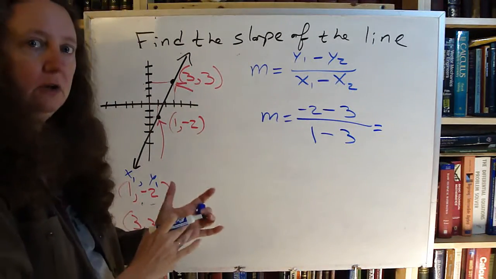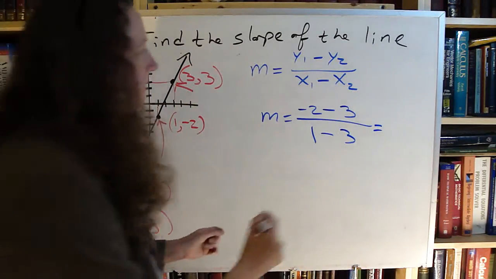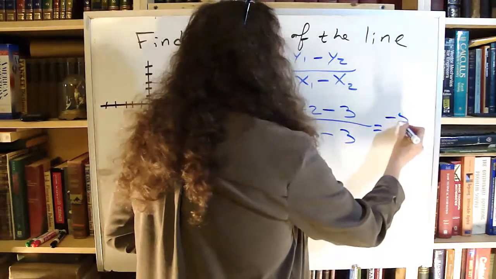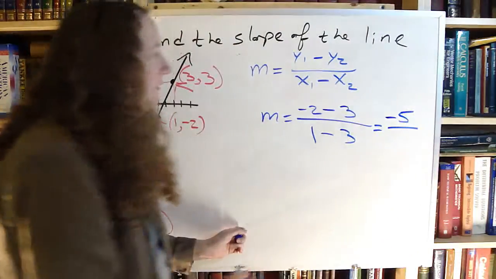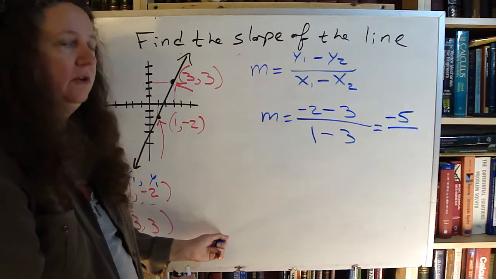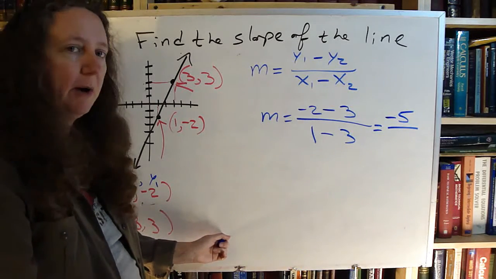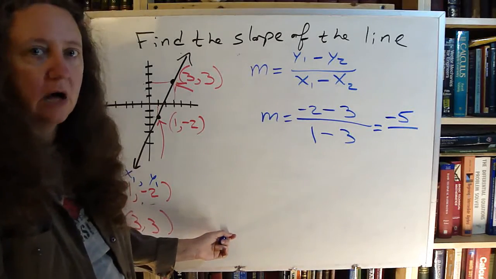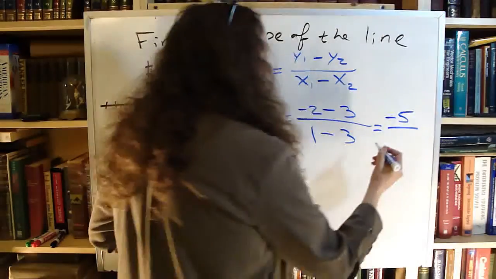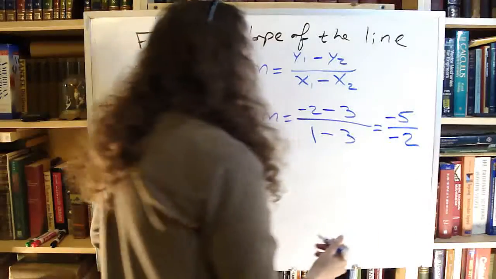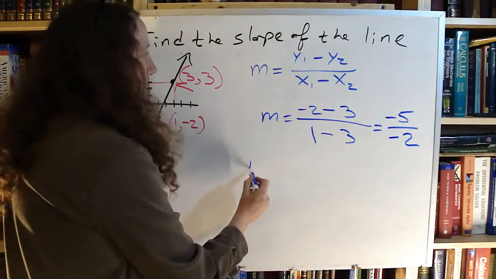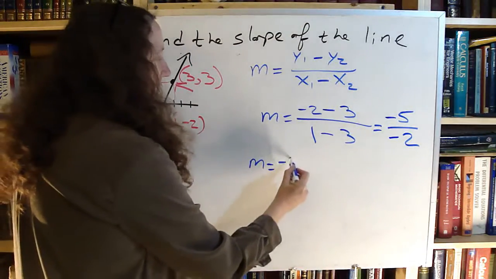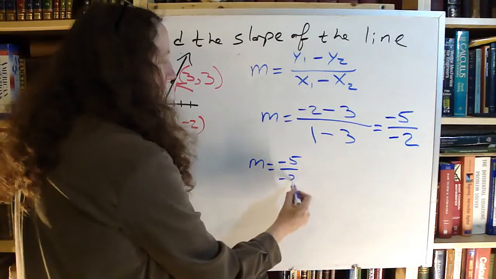Negative 2 minus 3. Use your calculator if you need to. Negative 5. 1 minus 3. You have $1 in your pocket. You go out, you spend $3. You can't because you need another $2. You owe $2. So I have my slope is negative 5 over negative 2.